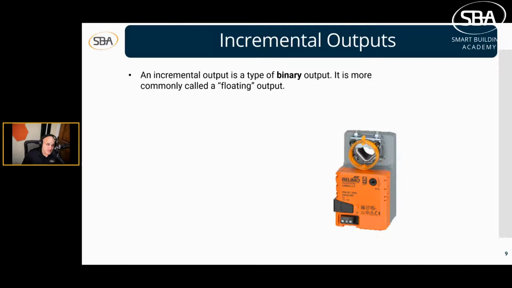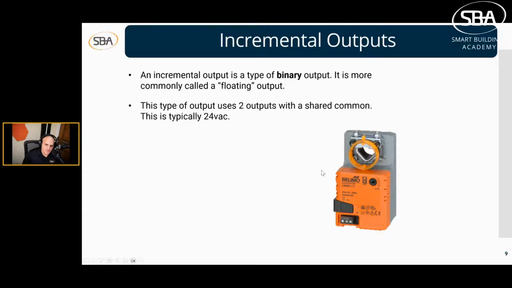So what you will tend to see on VAV boxes is a floating output, which has a single common, and you will either turn one leg hot or the other leg hot. So you'll have three connections, as we see right here, three terminals. And you will then either drive the clockwise rotation or counterclockwise rotation. These are very common for valve control at terminal units and rooftop units due to the lower price.